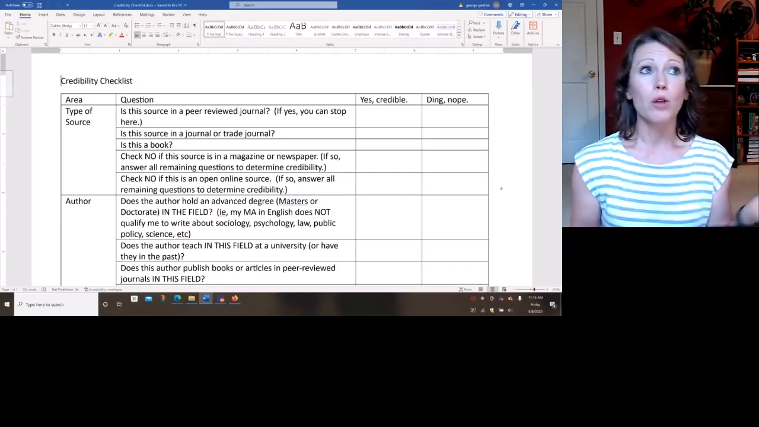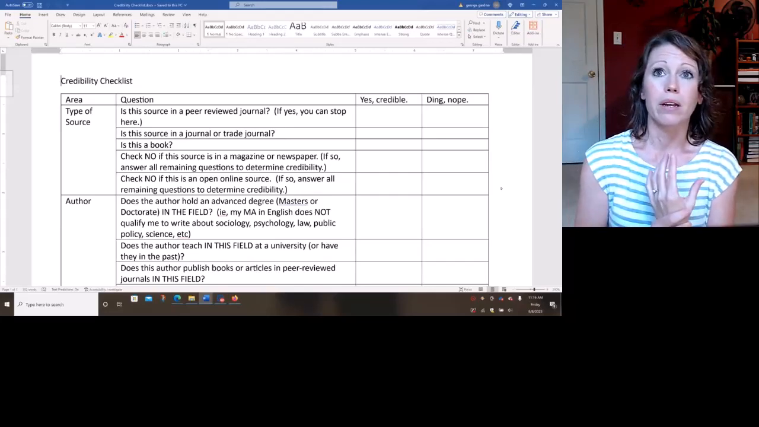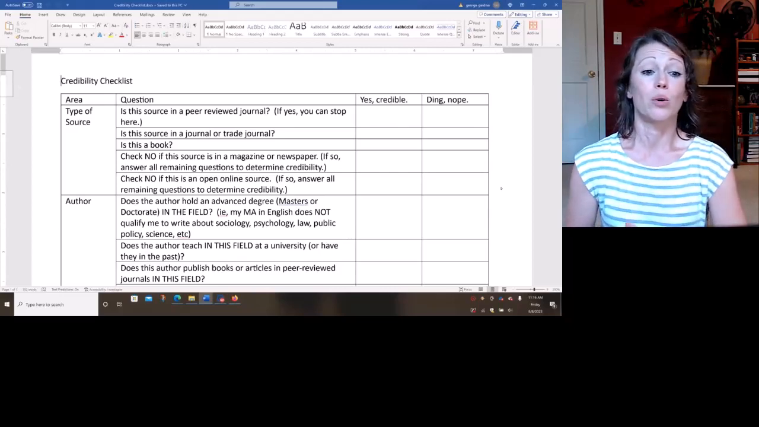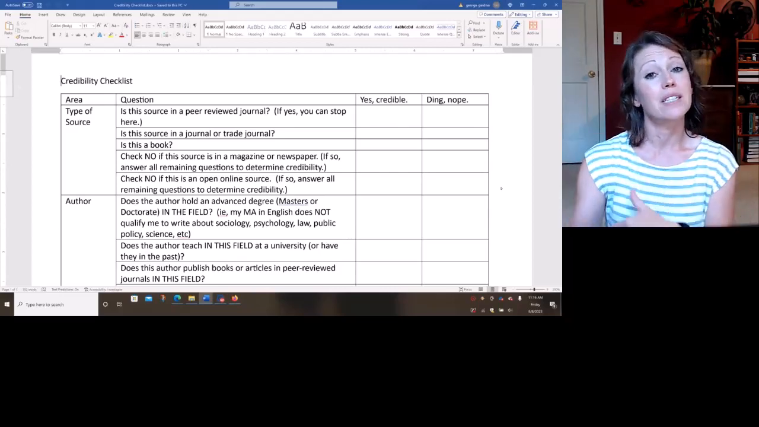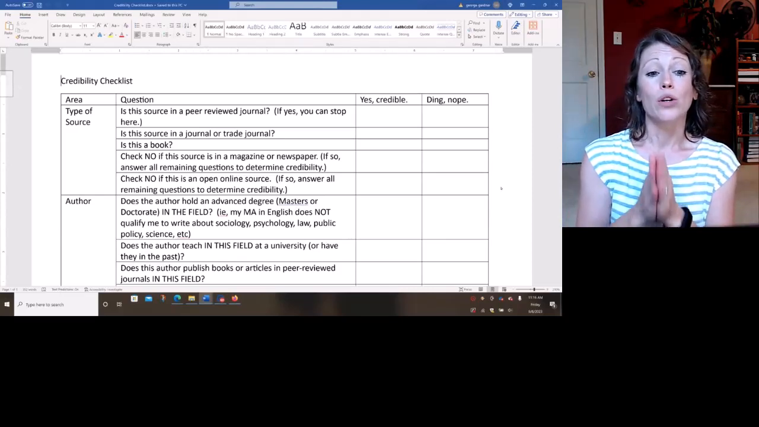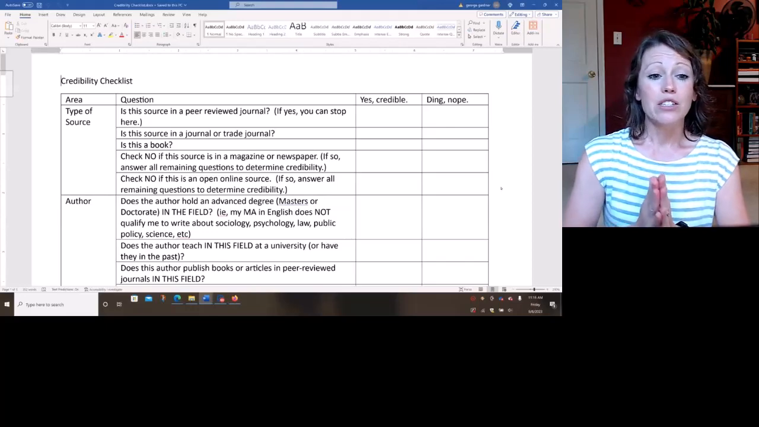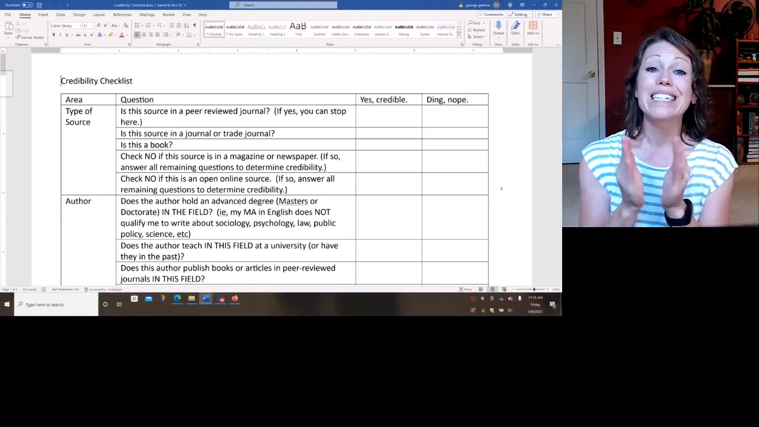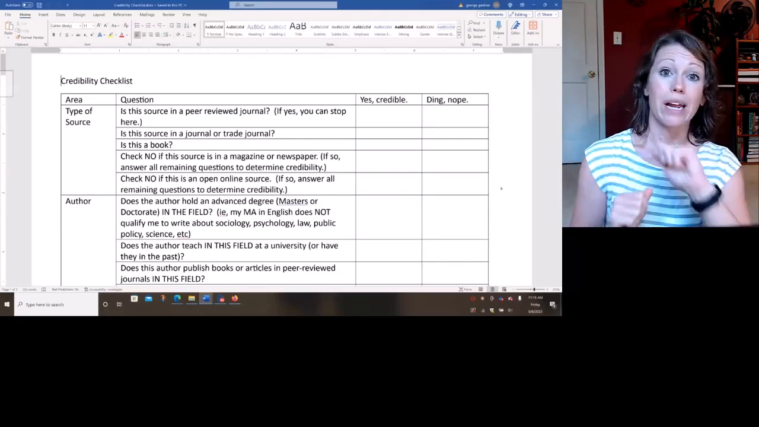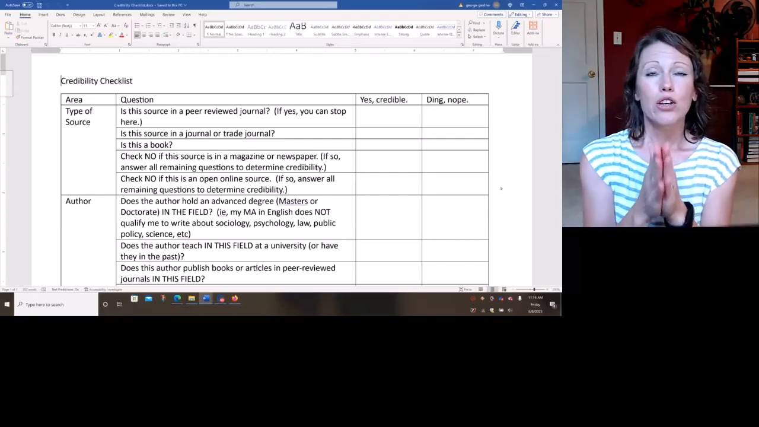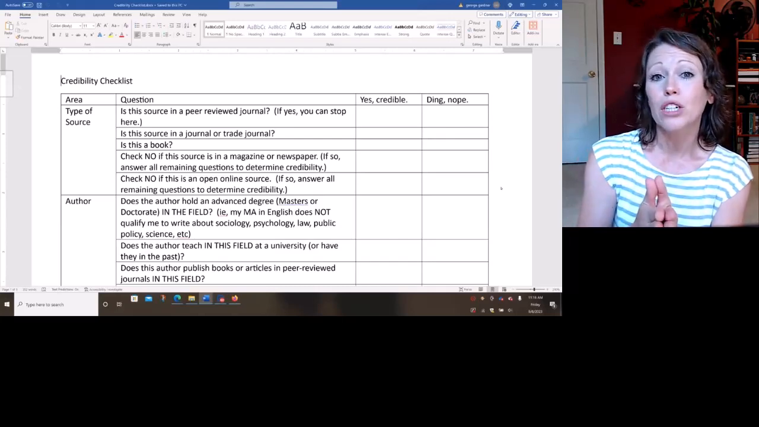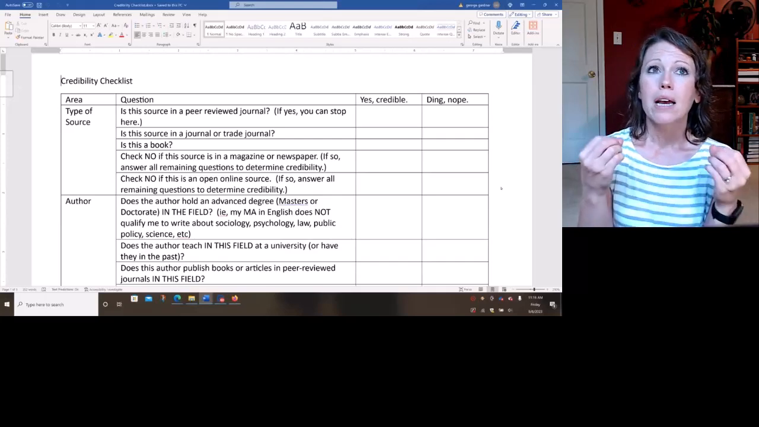Is it a book? Books are published. Generally, they go through a more rigorous process before publication. So if it is a book, then you can check yes, and if it's not, check no. Is this source in a magazine or newspaper? If the answer is that it is not, you put a no or a yes here. You have to basically go on and answer the rest of the questions to determine credibility from there.